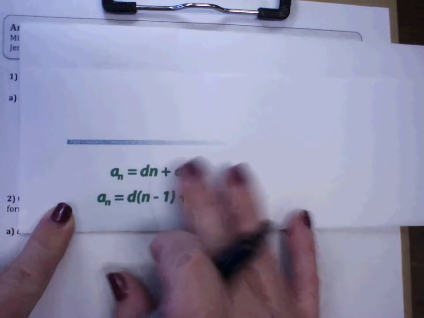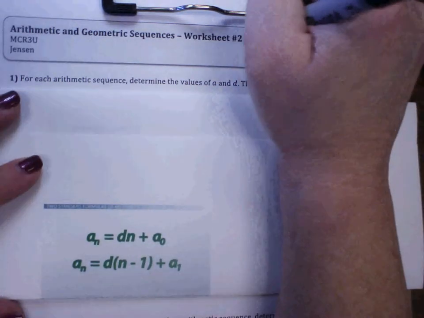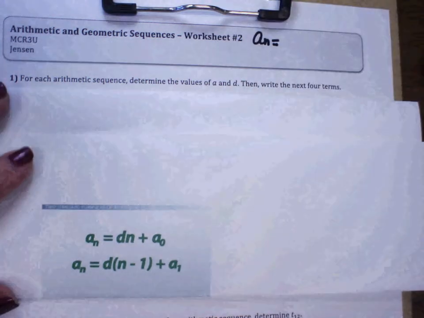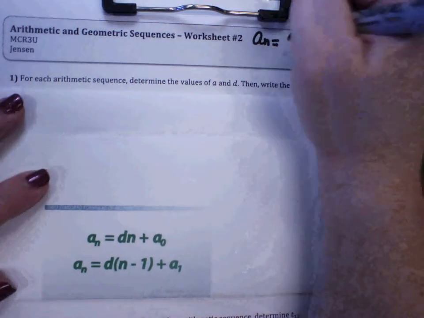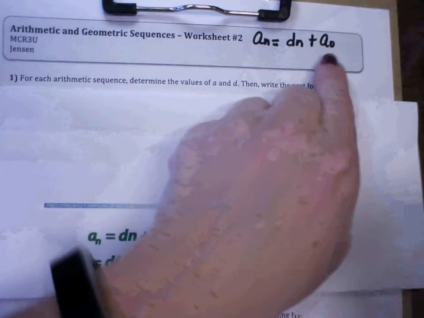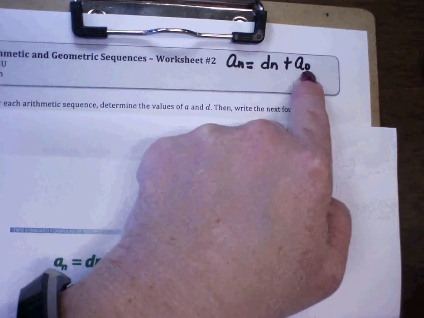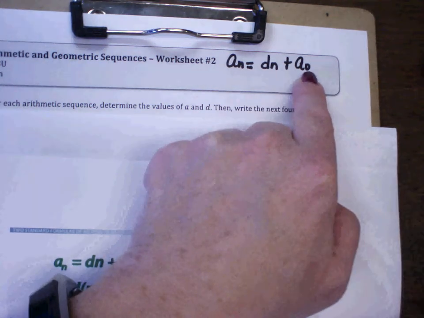So we're going to go ahead and copy that over here at the top. A of N. This is only for arithmetic, because we already know geometric. A of N equals DN plus A of 0. Now, this looks a lot like y equals mx plus b. That's why we can go to stat, right?